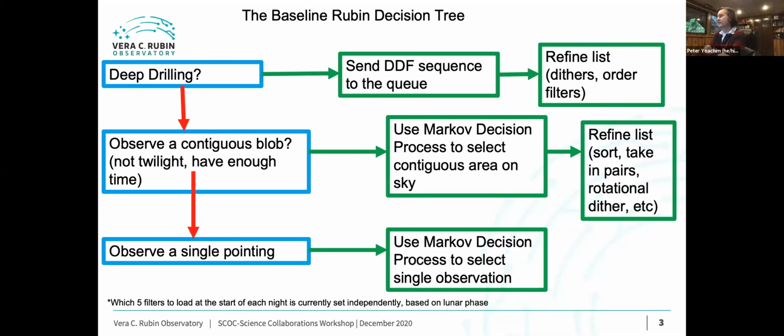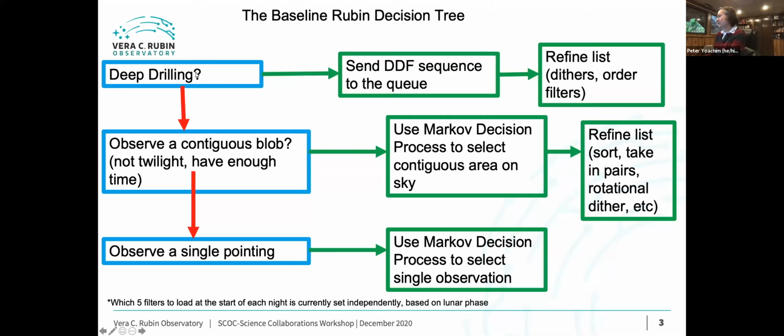So here is the scheduler in a schematic decision tree. At any time when we're simulating the telescope is open, we first ask, is there a deep drilling field we would like to observe? If there is, we send the deep drilling sequence to the queue. We refine the list a little bit. For example, we'll switch the order of filters to avoid excess filter changes and execute them.